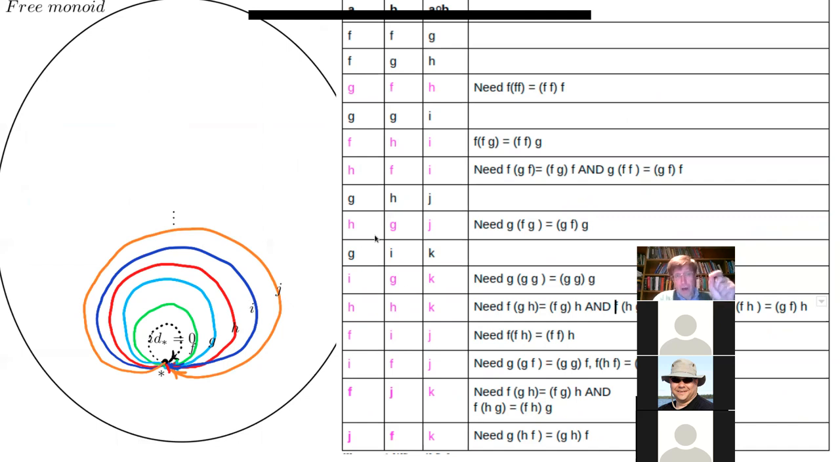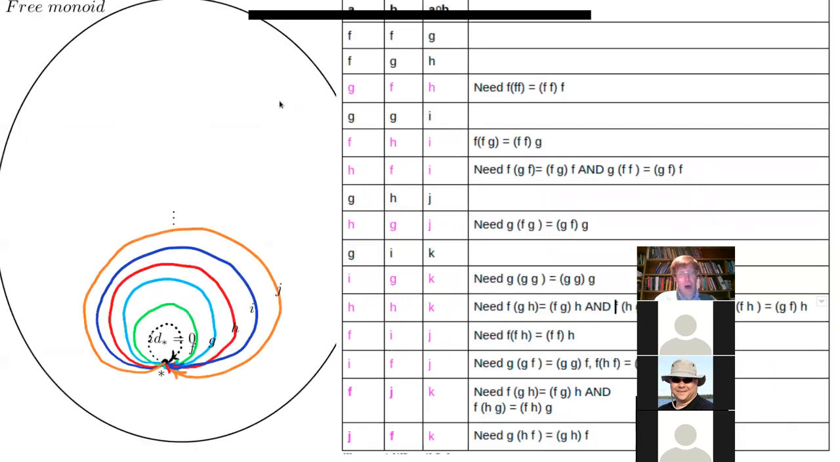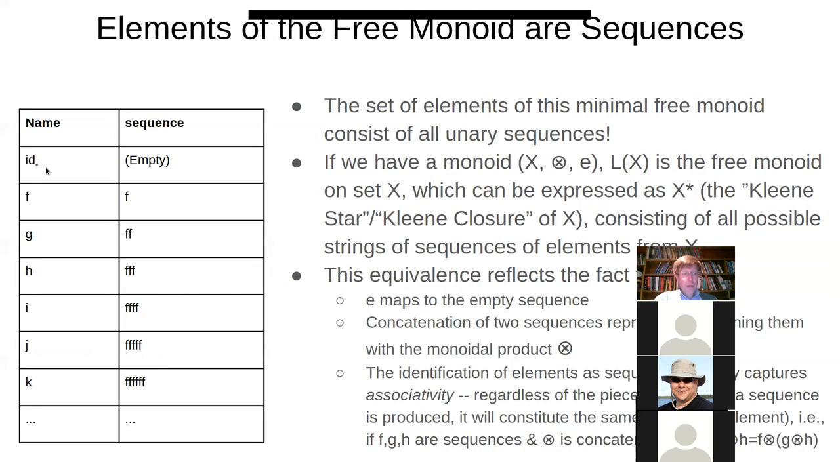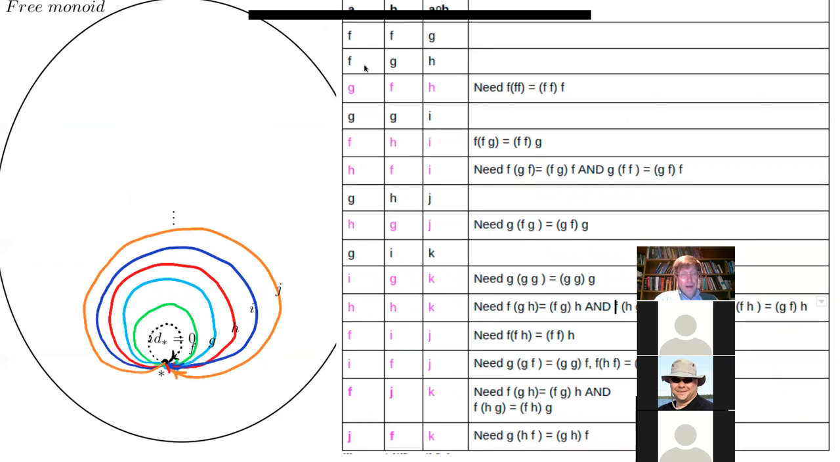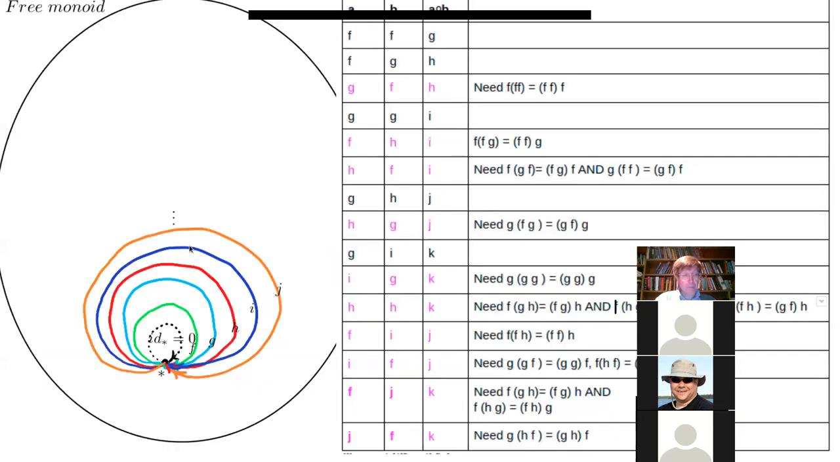In this free monoid, the elements of the free monoid are nothing other than these sequences. And I'd include in here F itself, and I'd include in here the identity as the empty element. After all, the identity combined with anything else gives itself, which is the same as concatenating sequences.